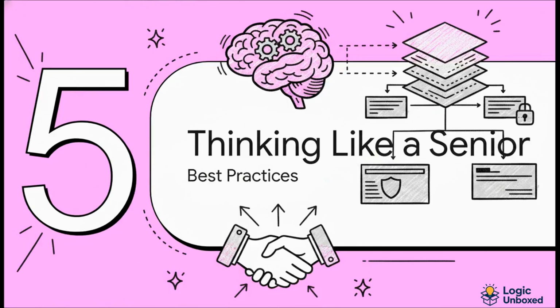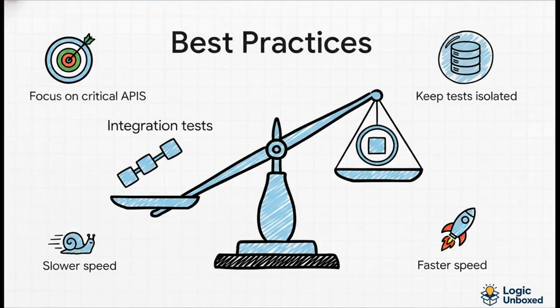All right, let's pull all this together and talk about the bigger picture here. This isn't just about writing a new type of test. Adopting integration testing is really about adopting a new mindset. It's about thinking like a senior engineer who builds systems that are truly resilient. So what are the pro tips, the rules of the road? First, focus these bigger tests on your most important APIs and user flows. Second, always, and I mean always, use a fresh test database to keep things isolated. Third, remember, these tests are a bit slower than unit tests, so don't go crazy. Be strategic. And finally, the goal is a healthy mix: fast unit tests for the little things and powerful integration tests for the big picture.